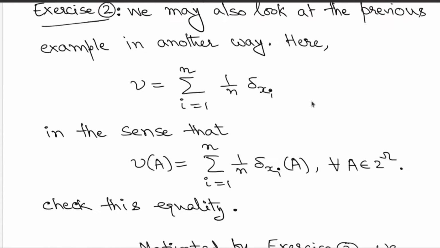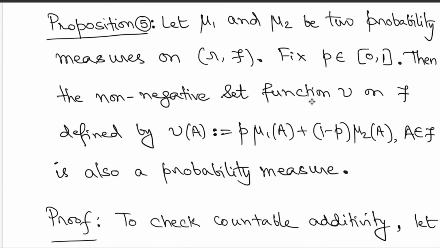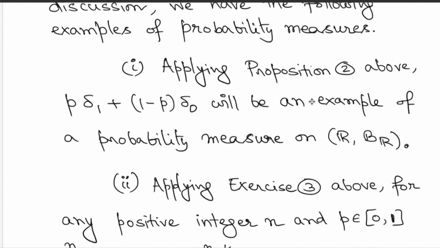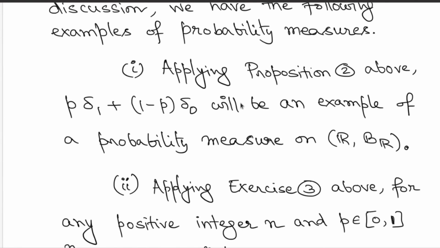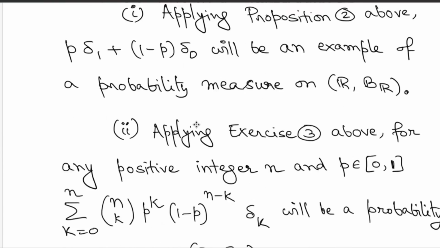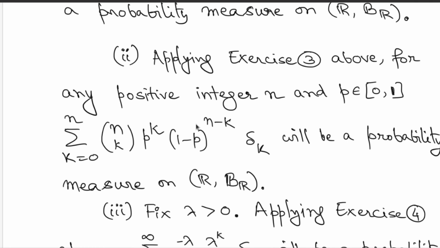Okay, so let's go back. Yes, so this is proposition 5. Sorry, the correction will be made. So this will be proposition 5. Sorry. So proposition 5 will imply that p delta 1 plus 1 minus p delta 0 will be a probability measure. Okay.